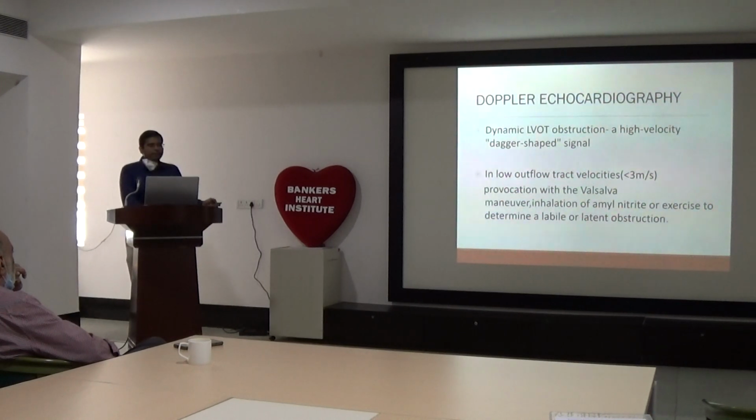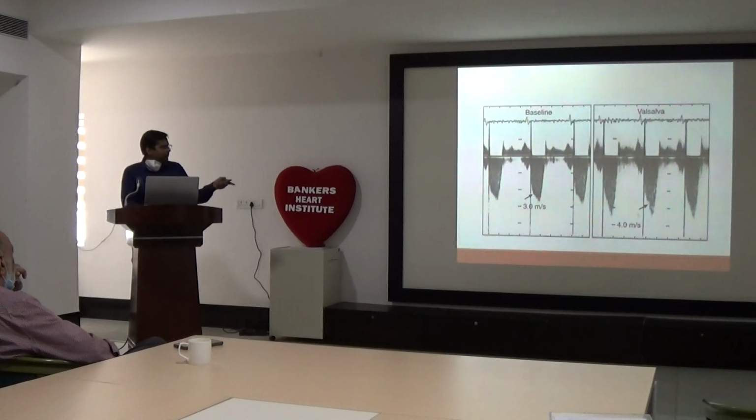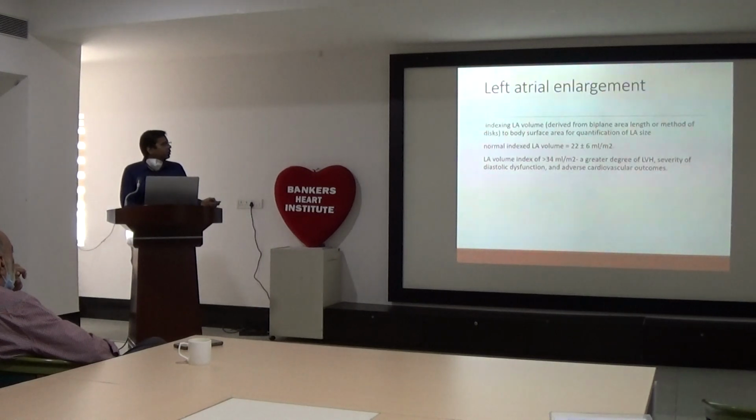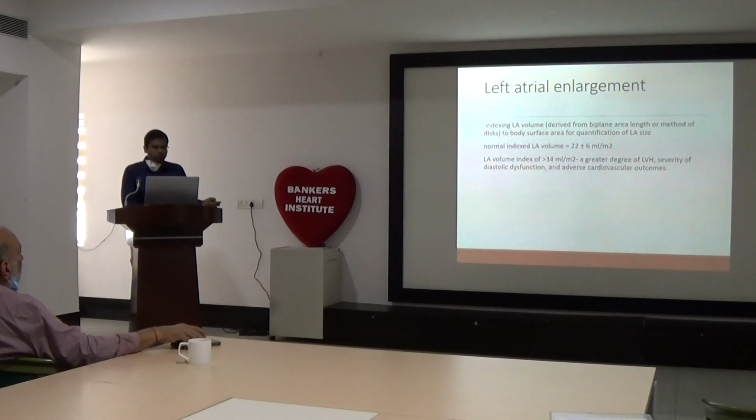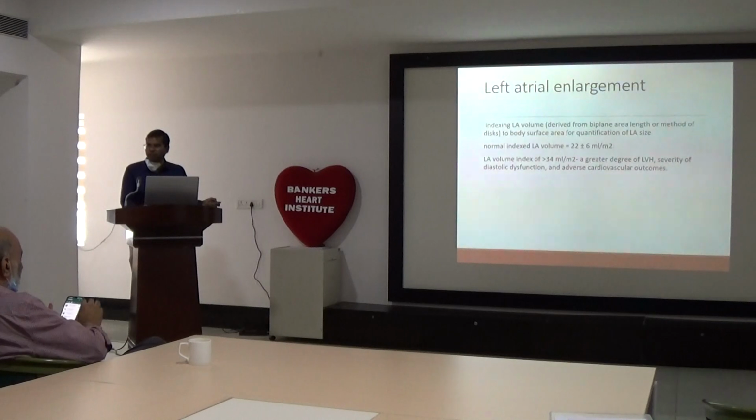Doppler echocardiography. The dynamic LV outflow obstruction is high velocity, dagger shaped gradient, and the normal indexed LA volume would be 22 plus or minus. This is the normal, but in cases of HOCM, the LA would be dilated. It would be more than 36 ml per meter square. And the more the LVH is there, or the more the diastolic dysfunction is there, the greater the enlargement of the LA.